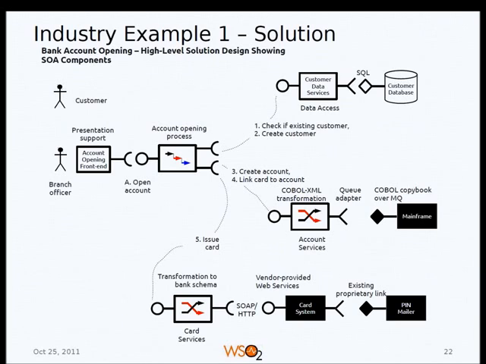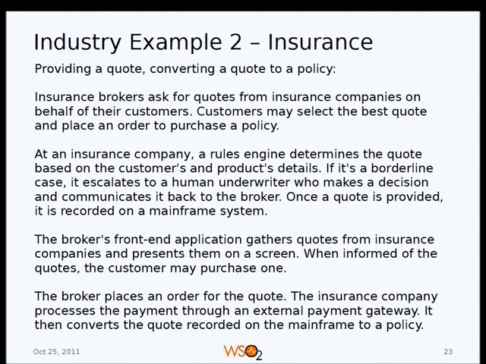A slightly more complex example is in insurance, where you need to provide a quote and then convert the quote to a policy. So the way the business model works is there's a customer who wants to buy an insurance policy, and they go to an insurance broker. This is a human broker, not to be confused with the broker that we talked about at the SOA technology layer. The insurance brokers typically have access to different insurance companies, and they can ask them for quotes on behalf of the customers. So if the customer says, I want to buy a home and contents insurance policy or a comprehensive car policy, this is something the broker would ask the insurance companies to quote on.